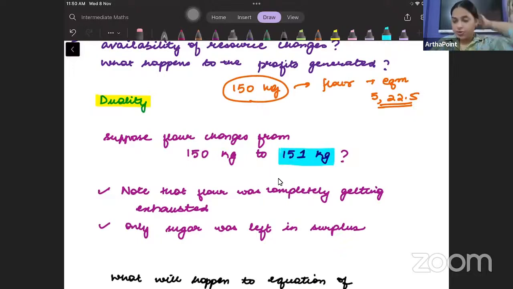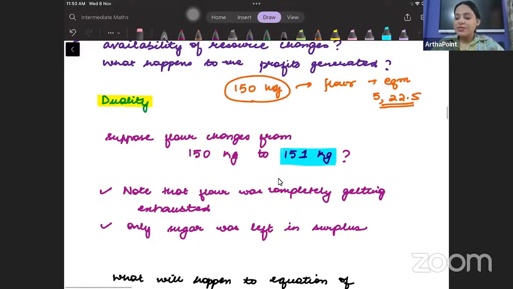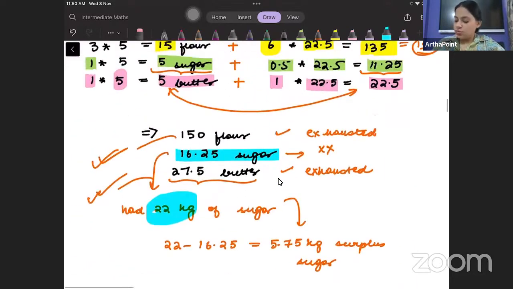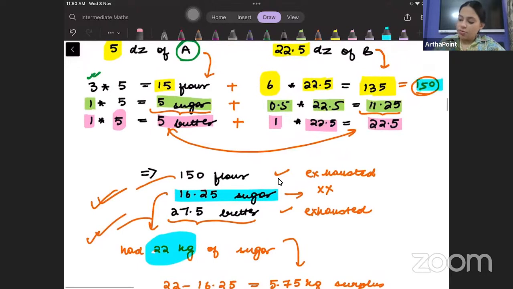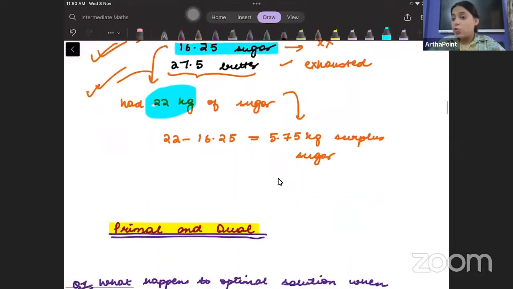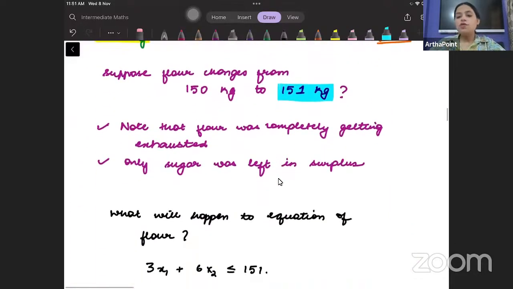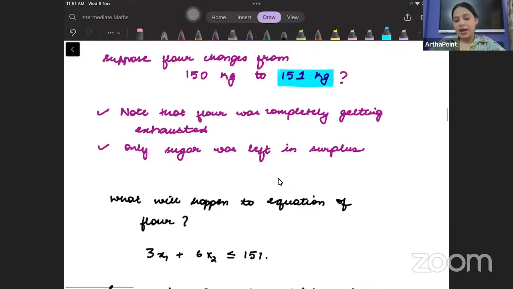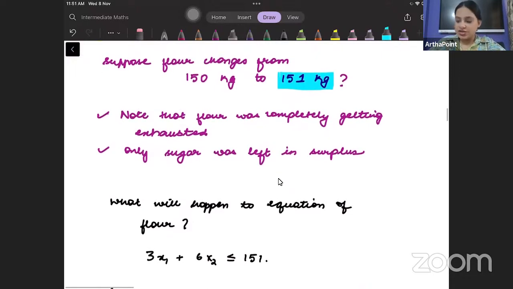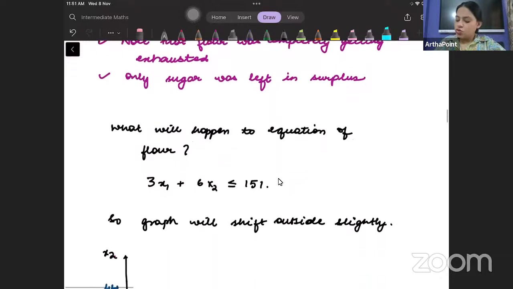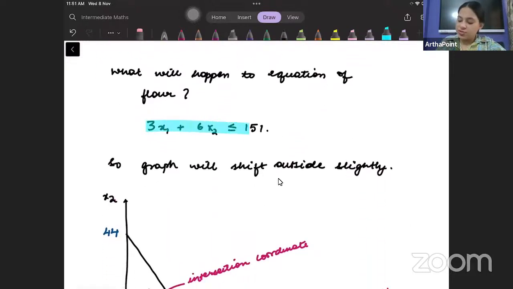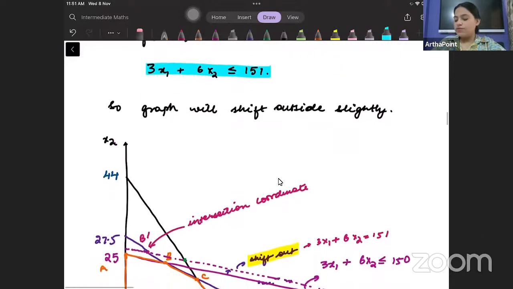If you remember, when we were finding the equilibrium yesterday, we showed that we were at point B. B was our equilibrium point. And at that B, flour and butter were completely being used. हम लोग flour को और butter को completely use कर रहे थे. And there was excess of sugar. But now what will happen when I add one more unit of flour to it? अगर मैं flour के एक unit को बढ़ा दूं, then what is going to happen? That is what we are asking. So now my equation will be 3x1 plus 6x2 less than equal to 151.